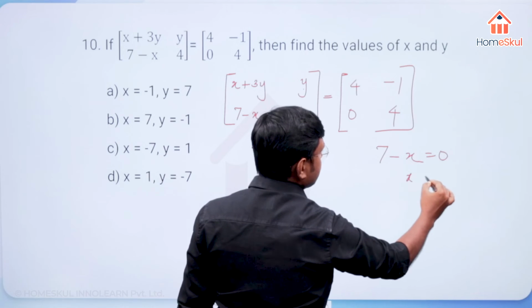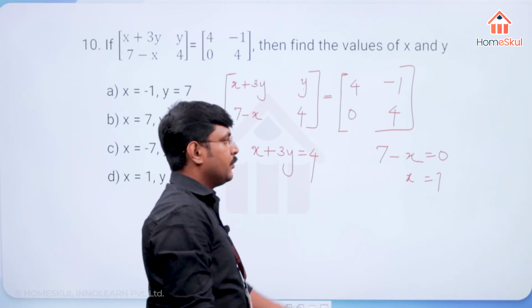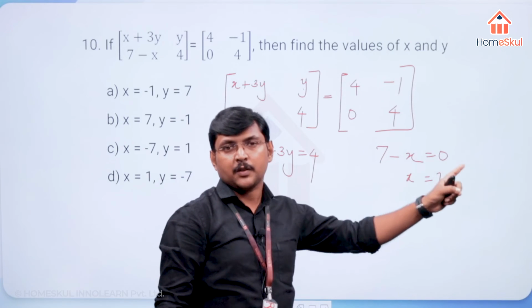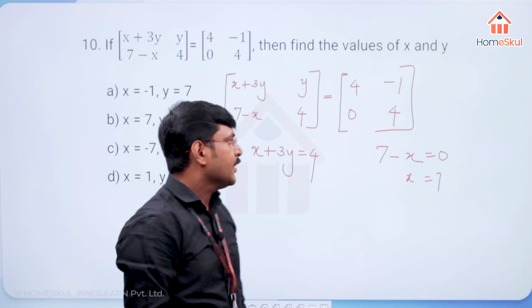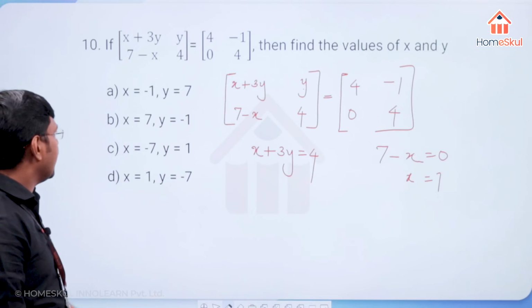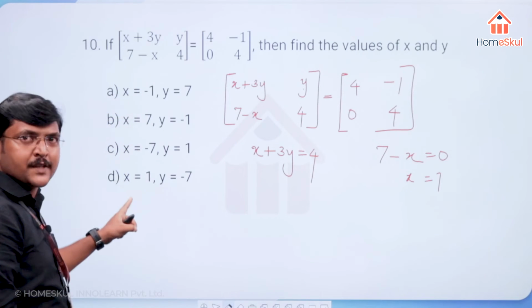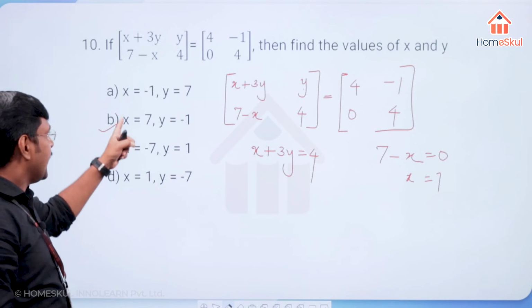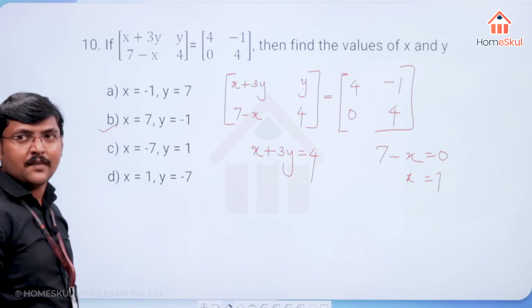So from this we can say that x is equal to 7, because on taking this minus x to the right hand side it becomes plus x. So 7 is equal to x. That means we got x is equal to 7. So if x is equal to 7, by directly looking into this option, we can say that B is the correct answer, because that is the only possibility where x is equal to 7.